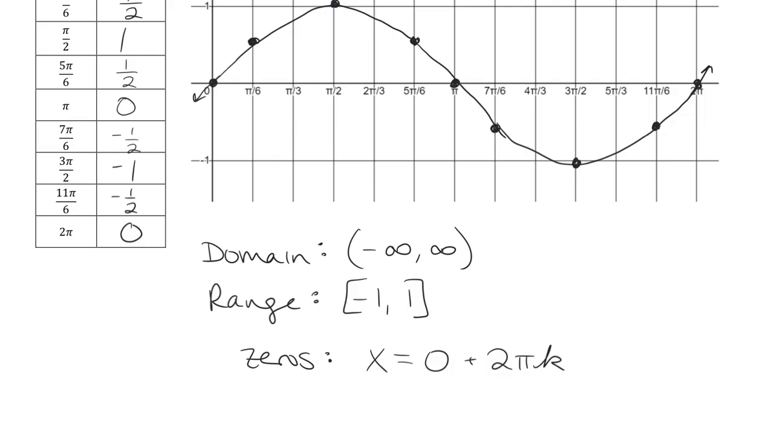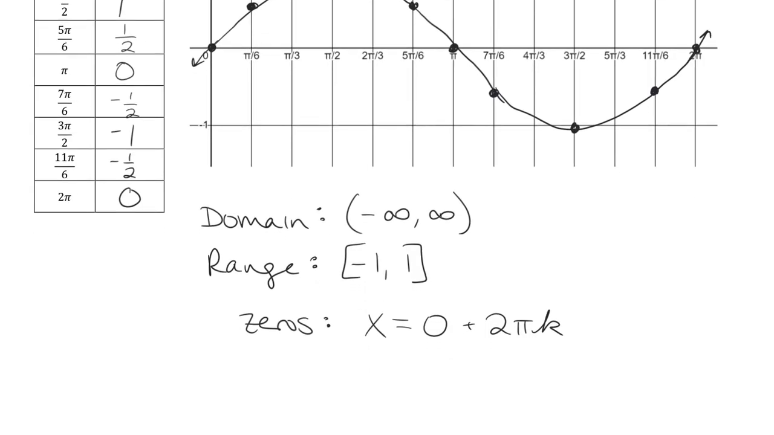So that's 0, that's 2 pi, 4 pi, 6 pi, 8 pi. See what I'm doing there? But you guys also saw that the 0 occurred at pi, so we have a second place, which would be pi and every rotation of the unit circle after that. Pi and 3 pi, 5 pi, 7 pi, 9 pi.